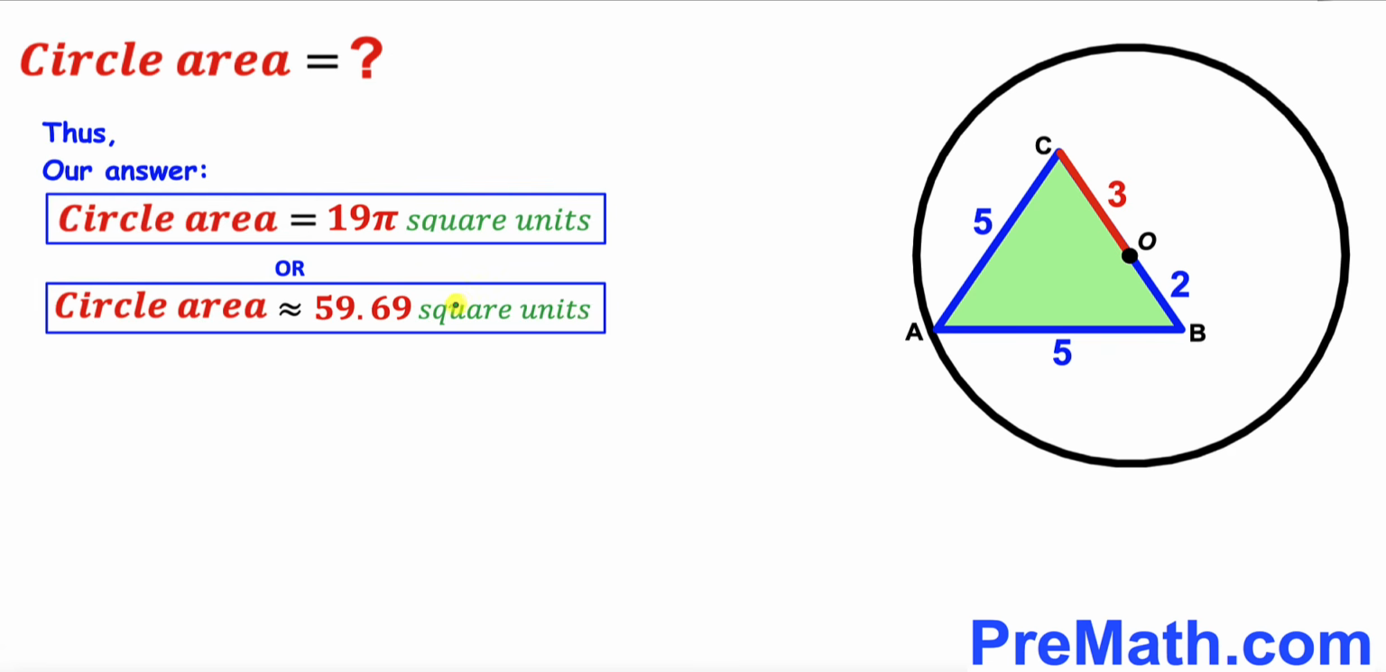So after all the calculations and manipulations, the area of this circle turns out to be 19 times pi square units. In terms of decimals, this is approximately 59.69 square units. In other words, the area of this circle is 19 times pi square units, and that's our final answer.